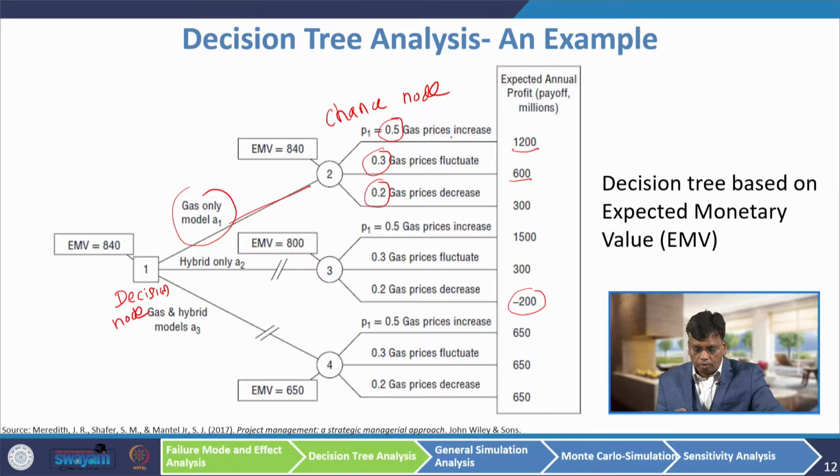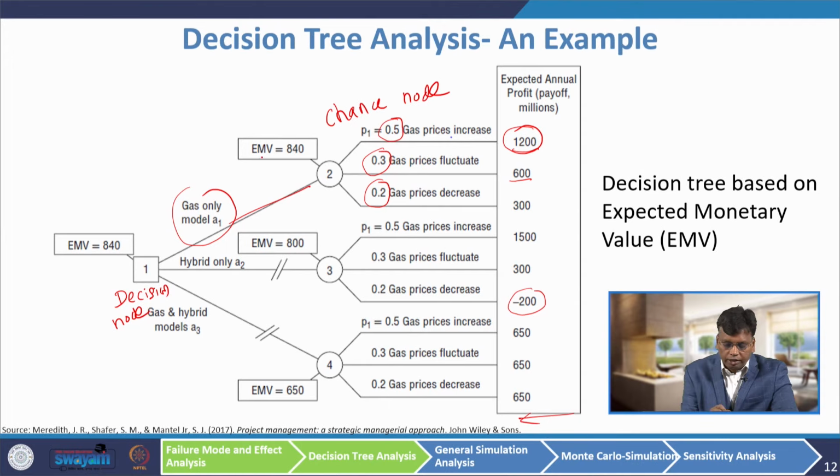But which is the best option? If you are an optimistic person, you will go for the gas only model. So, there will be $1200 million you can get as a payoff. So, this is a way of constructing the decision tree, but the calculation of the decision tree is done in the backward direction.